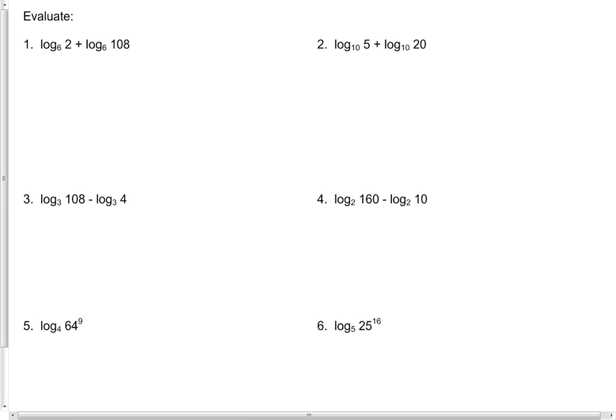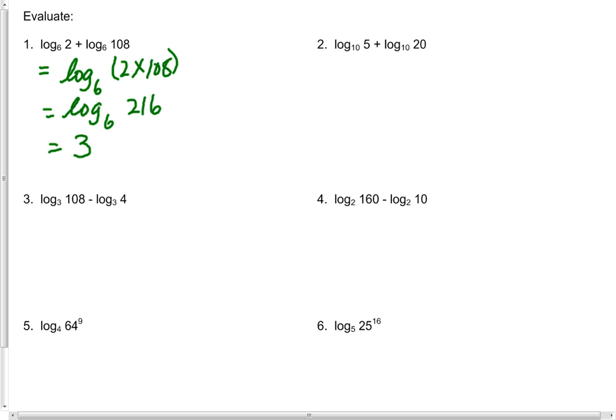Evaluate. Log base 6 of 2 plus log base 6 of 108. Neither one of those is very pretty. Log base 6 of 2, not so nice. Log base 6 of 108. So I'm going to replace that by an equivalent expression. Adding logs could be rewritten as a multiplication. So log base 6 of 2 times 108 is the same as adding those two logs. So log base 6 of 216, which happens to be 3.